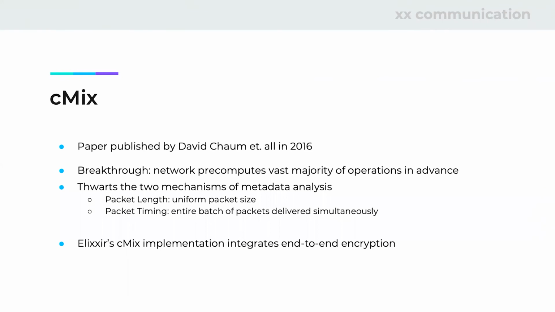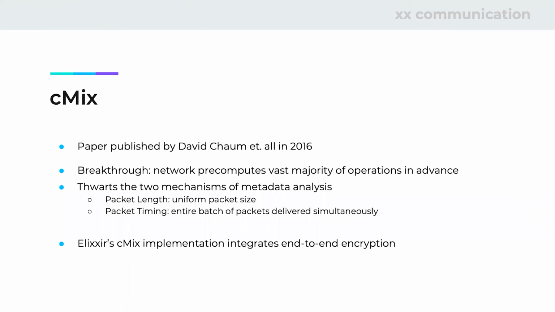So it becomes significantly more difficult, the larger the batch sizes, to do correlations between inputs to outputs. Now, the specific implementation of CMIX as created by Elixxir uses end-to-end encryption as well. And it's a modified version of many industry standard approaches, like what's used in WhatsApp and Signal and Telegram, with the fundamental difference that it has been tweaked to preserve privacy when used with Elixxir.